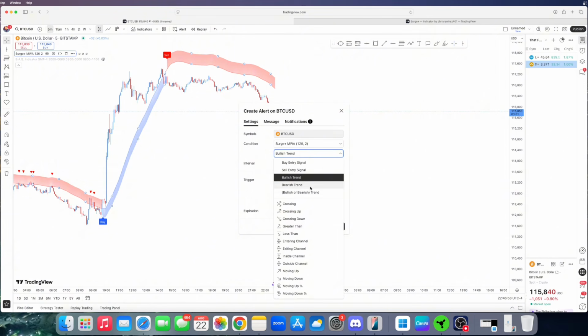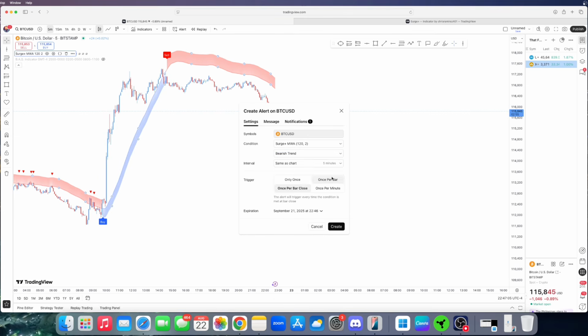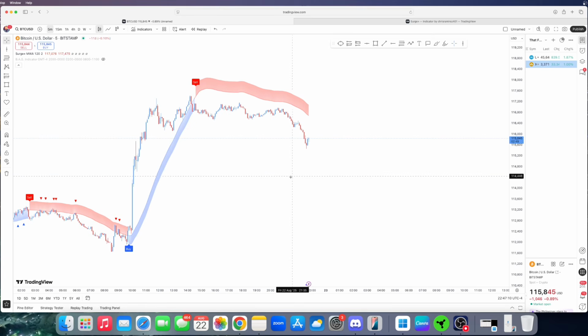Again, if you want the bearish trend, you can do that. Just set it up again. If you guys want to catch the re-entries, you can do so. Just again, set it up once more. But that is pretty much all I have.